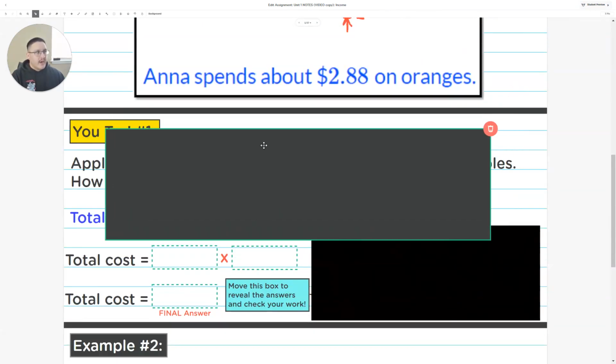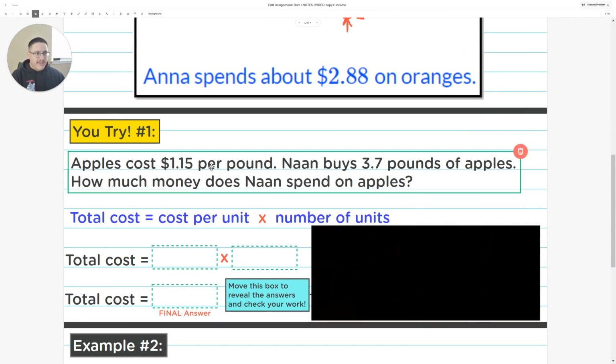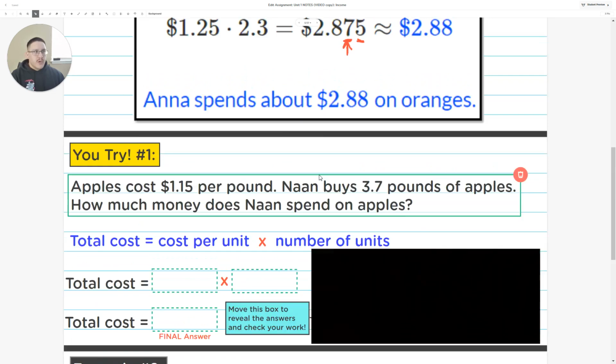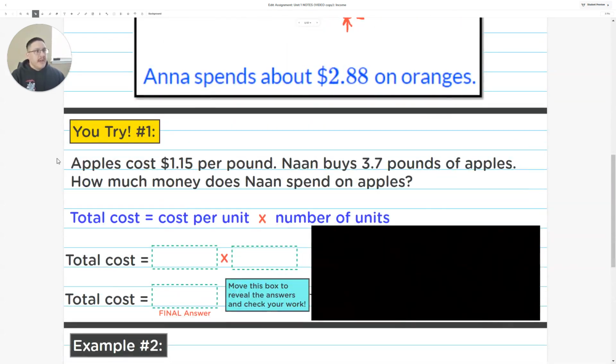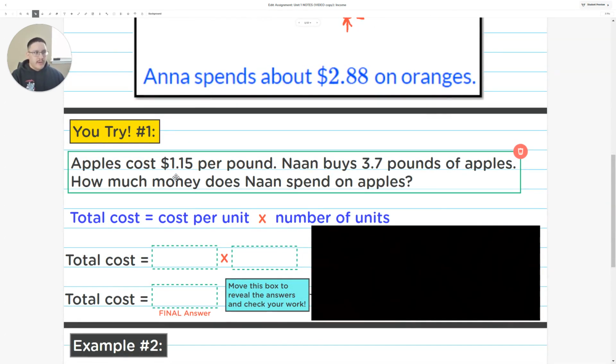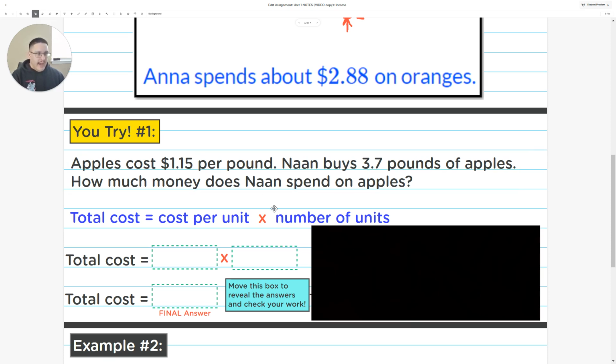Okay, on the class kick for the Try, I have a very similar problem. Work through it like we did with example 1. Apples cost $1.15 per pound. Nan, I believe, buys 3.7 pounds of apples. How much money does Nan spend on apples?